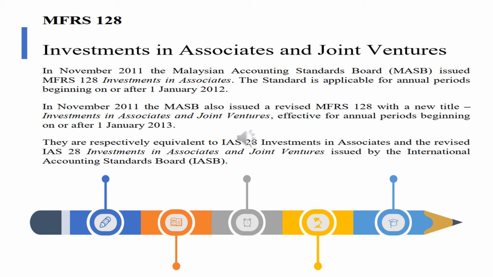They are respectively equivalent to IAS 28, Investments in Associates, and the revised IAS 28, Investments in Associates and Joint Ventures, issued by the IASB, International Accounting Standards Board.